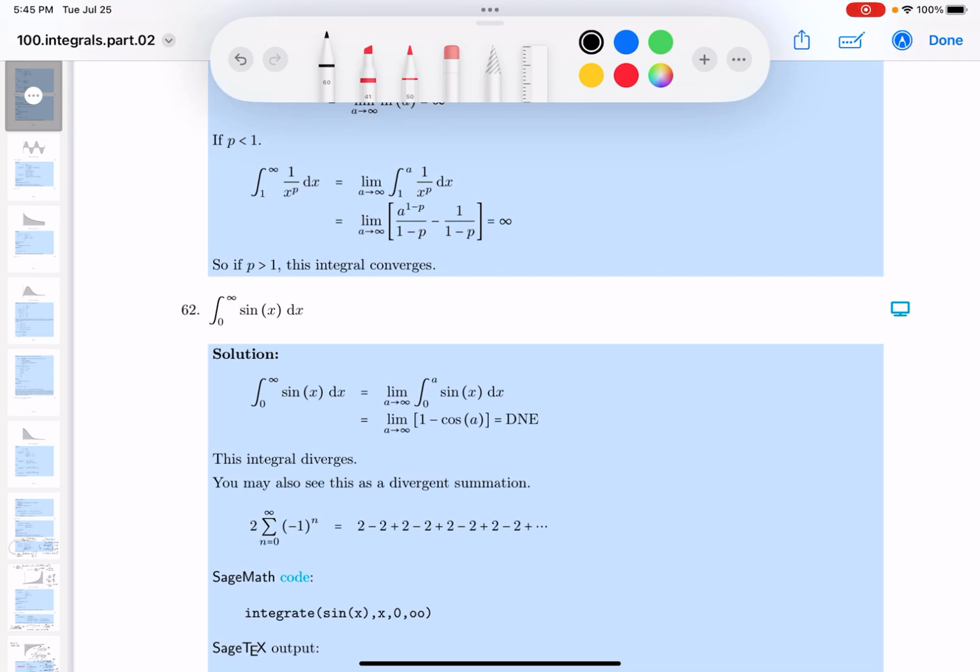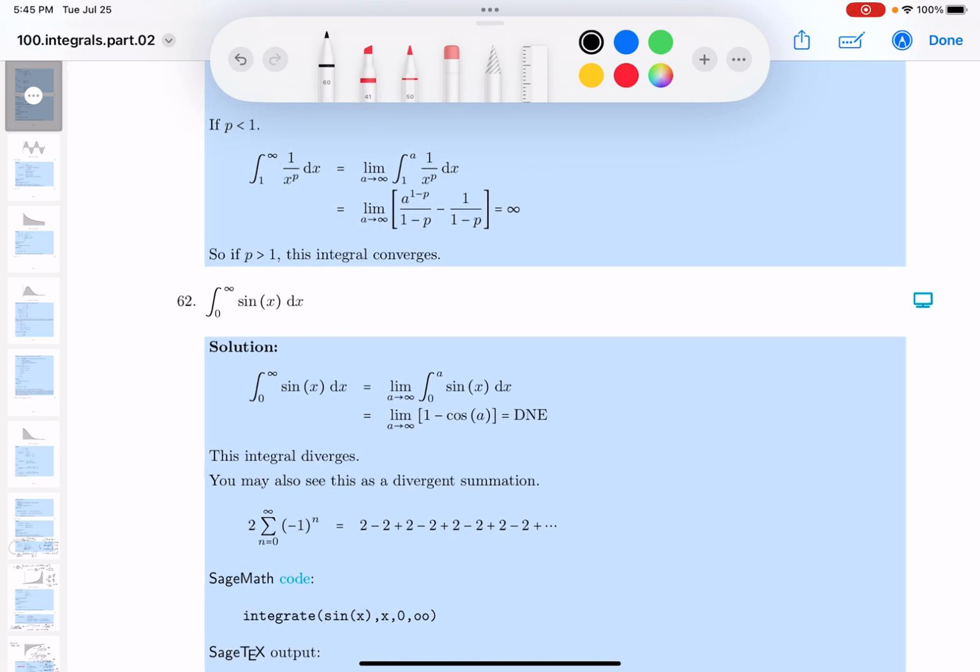Okay, this is the sine function, and we're integrating from 0 to infinity. It's an improper integral, so let's write this down. It's going to be the limit as a goes towards infinity of the integral from 0 to a of sine a. I'm sorry, sine x. What am I saying? Let me get my eraser out. Doesn't look right.